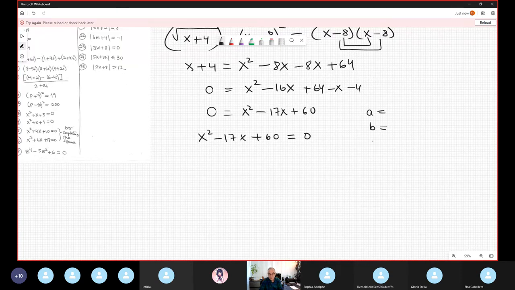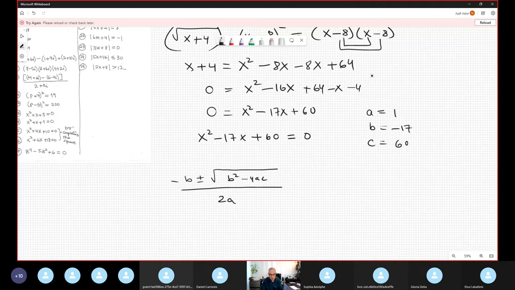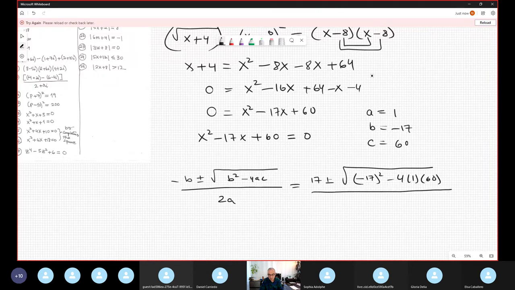But factorization is possible, but you don't see the combination. Okay, no problem. You see, when you finish, it's 1, negative 17, and 60. So in the formula, it's minus b plus or minus square root of b squared minus 4ac, divided by 2a, is 17 positive plus or minus square root of negative 17 squared minus 4 times 1 times 60, divided by 2 times 1.